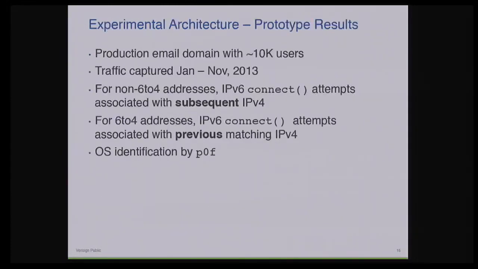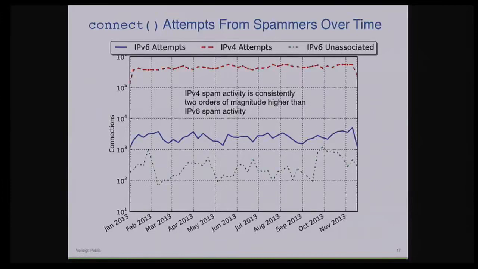Okay, and we actually did this on a production email domain with around 10,000 users. We captured traffic between January and November of 2013, and then, as I just mentioned, did things v6 first, except in the case of 6to4. And then we used OS identification with p0f. So the next slide shows a graph of some of the traffic that we saw.